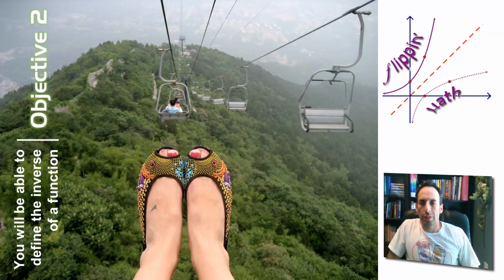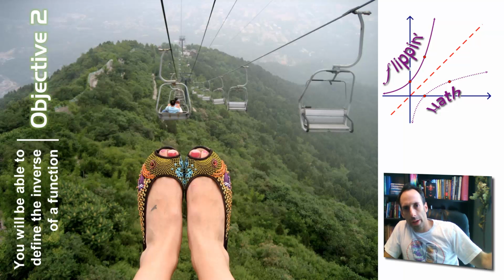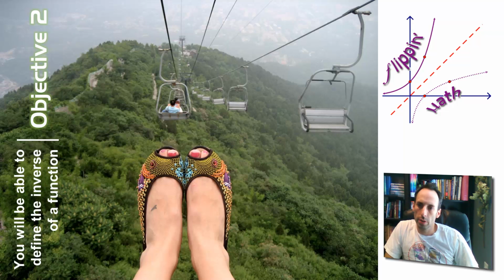Our second objective actually takes place later in the book. It's in chapter 6 or something. And what we're talking about here, we're defining an inverse of a function. So in this picture here, what you have is one of those, it looks like a ski lift or a mountain lift or something like that.